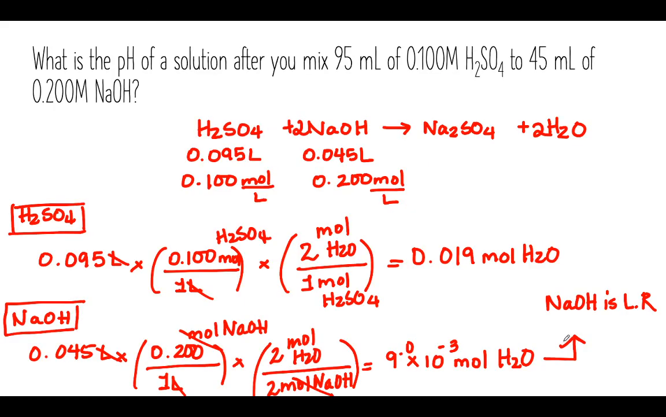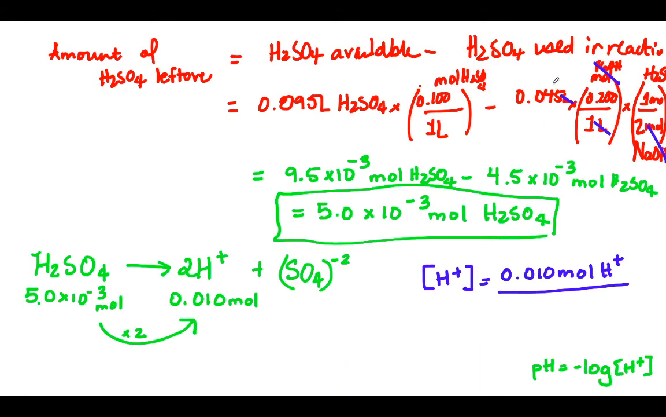Now let's take a look at this situation. I've got 95 milliliters of H2SO4 and 45 milliliters of NaOH. The total volume of this solution is 95 milliliters plus 45 milliliters, right? So when I convert that to liters, 0.095 liters plus 0.045 liters.